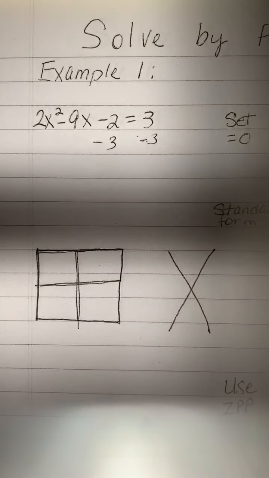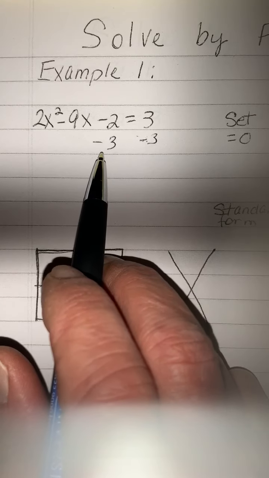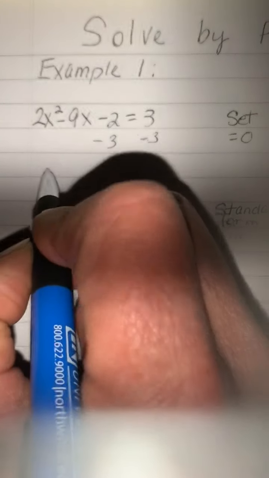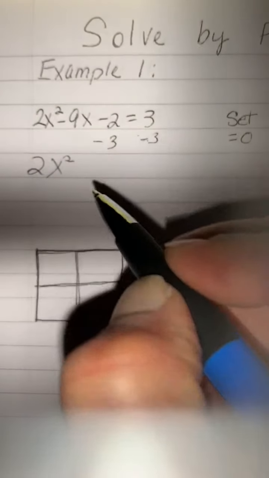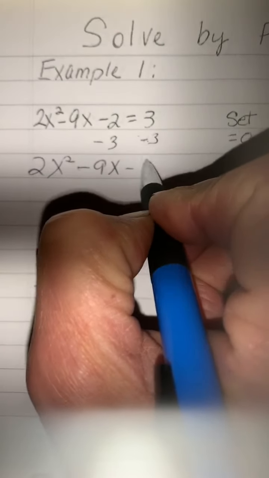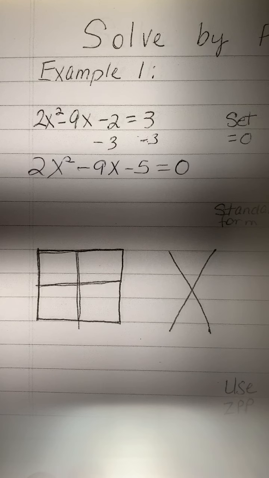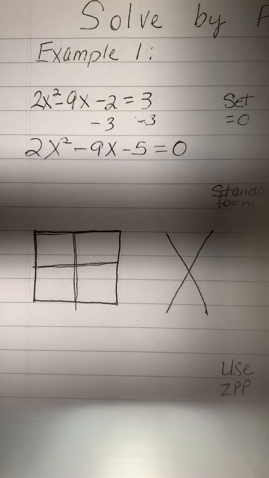Now you'll notice on this quadratic there's a like term over here, a -2. So I need to combine those together. So I'm going to get 2x squared minus 9x minus 5 equals 0. Now the second thing you want to check is make sure that your quadratic's in standard form.